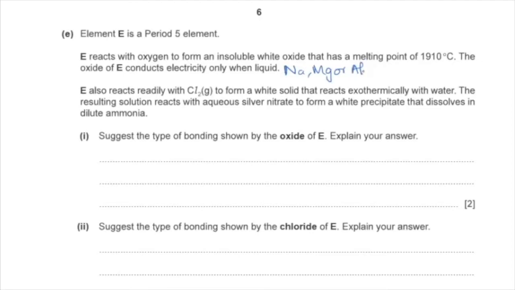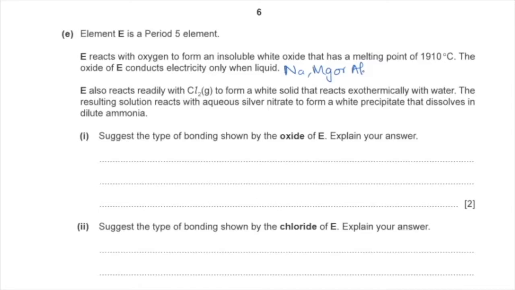E also reacts readily with chlorine gas to form a white solid that reacts exothermically with water. Okay, so the chloride of E reacts exothermically with water, meaning the chloride doesn't dissolve into water. It instead hydrolyzes. This is also confirmed later when it says that a white PPT forms when the resulting solution reacts with silver nitrate, and that PPT dissolves in dilute ammonia.